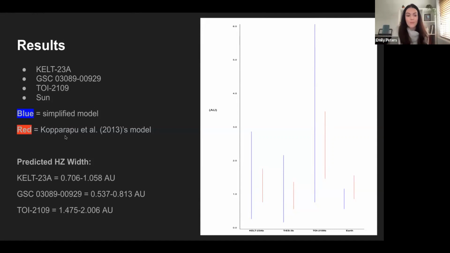Now, what's a little bit more accurate from the results of the 2 models is the width of the habitable zone. So while the inner and outer boundaries might still be in question, the width is a little bit more reliable, hopefully, around the host stars.